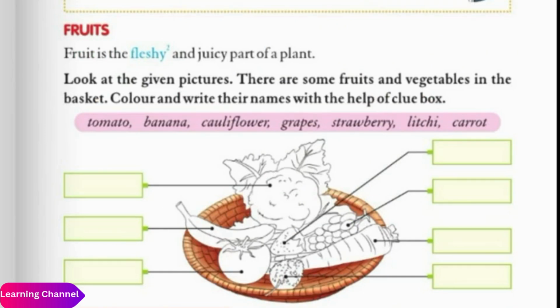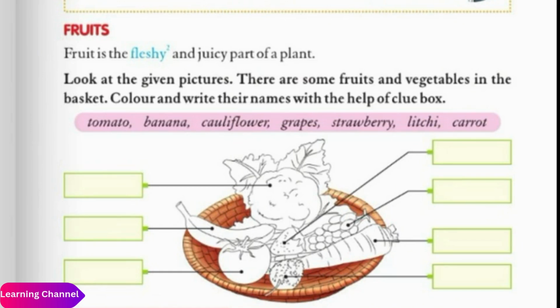Let's discuss fruits in detail. Fruit is the fleshy and juicy part of a plant. Look at the given pictures. There are some fruits and vegetables in the basket. Color the right ones and write their names with the help of the clue box.